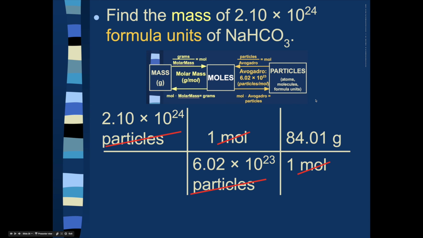A good way to know if you're doing everything right is everything should cancel except for what I'm trying to find. And then when you plug it into your calculator, remember it's anything on top, so you would do this. Divide by that, make sure you put it in parentheses, times by our 84.1. And after sig figs, because we only get 3, you get an answer of 293 grams of NaHCO3.